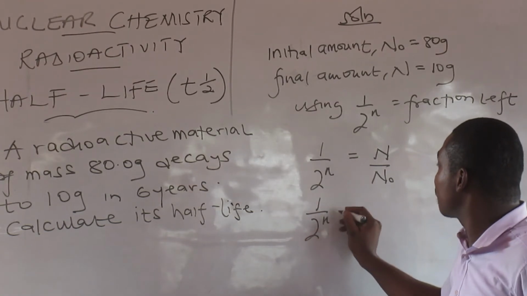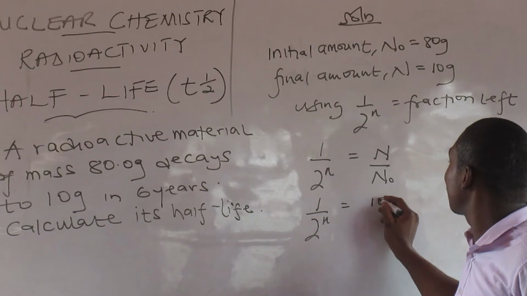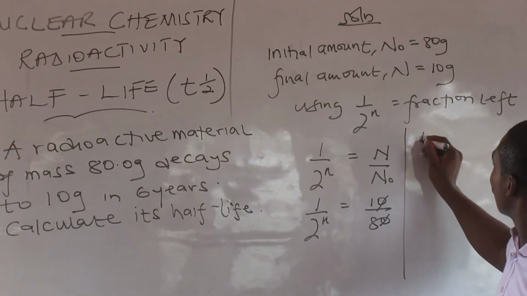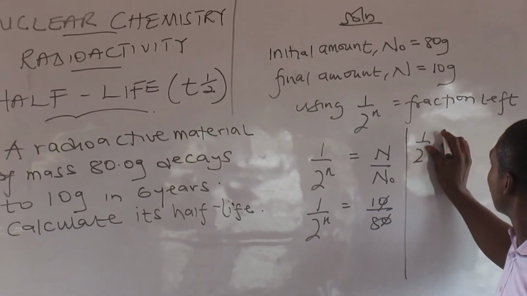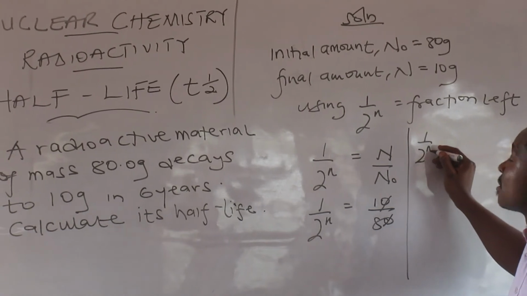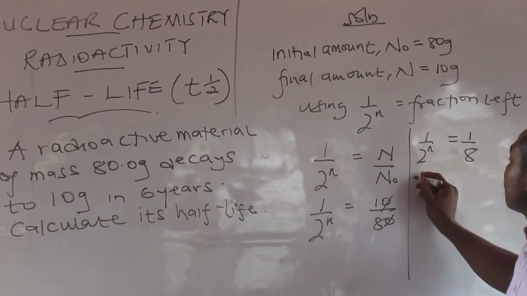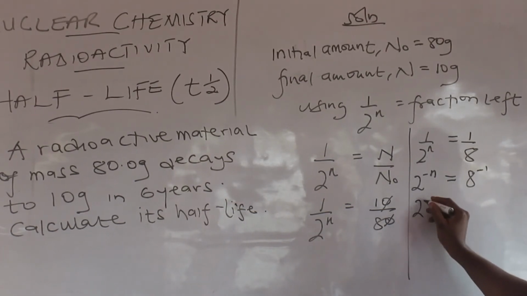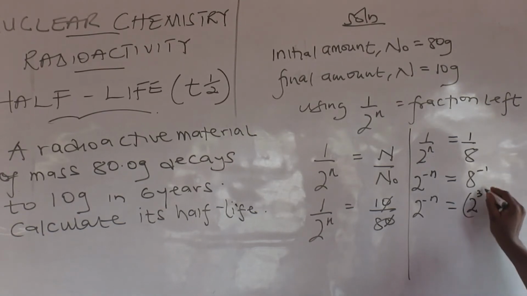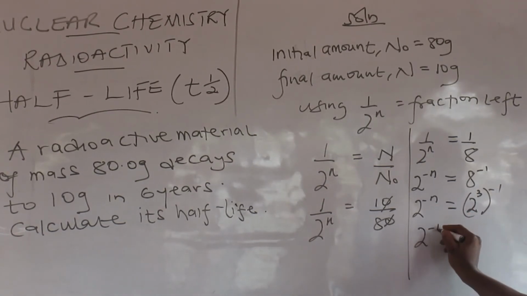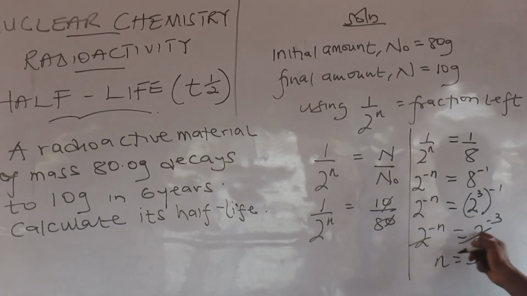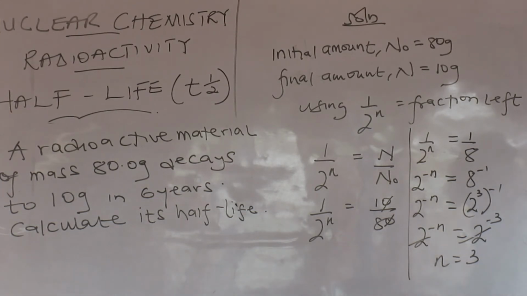Now (1/2)^n, final is 10, initial is 80. I'm going to get (1/2)^n, that's the superscript exponent, equals 1 over 8. Indices, I hope you agree. Indices once again, that's 2 raised to the power 3. Indices, 2 raised to the power minus 3. So n will be positive 3 when you cross or divide through by minus 1, right? I have 3 as my answer.